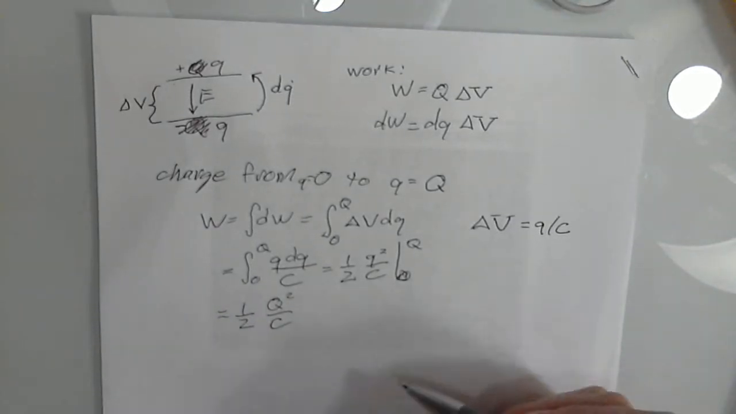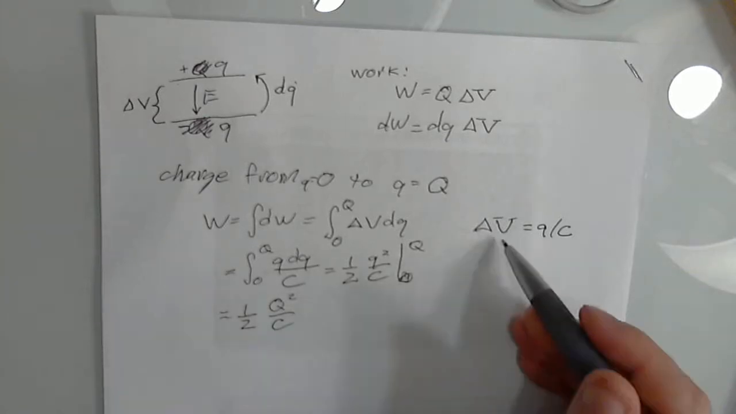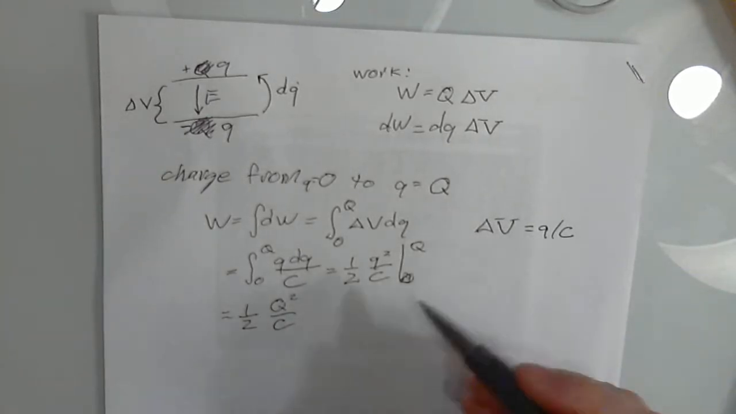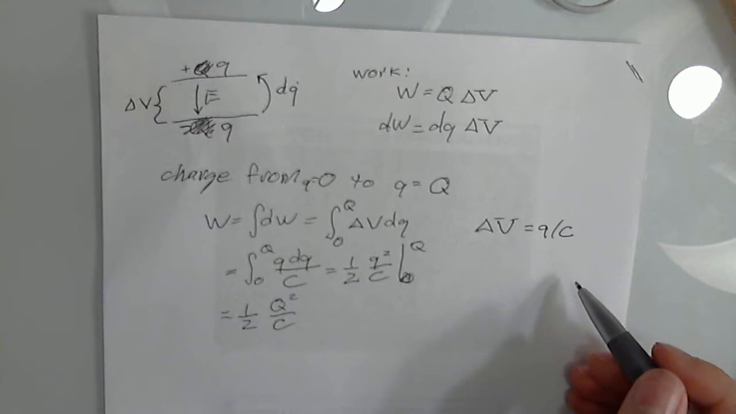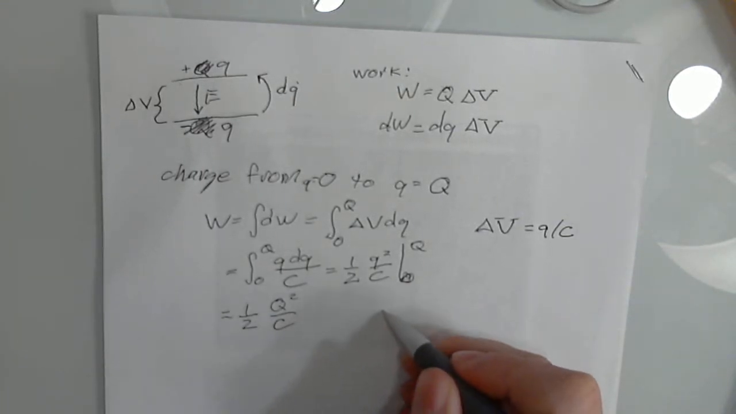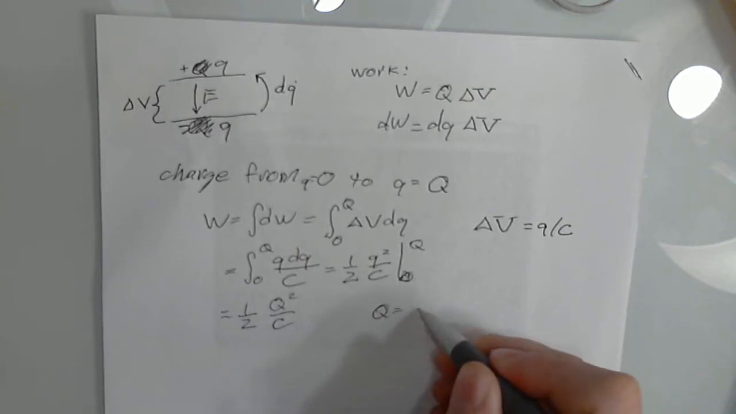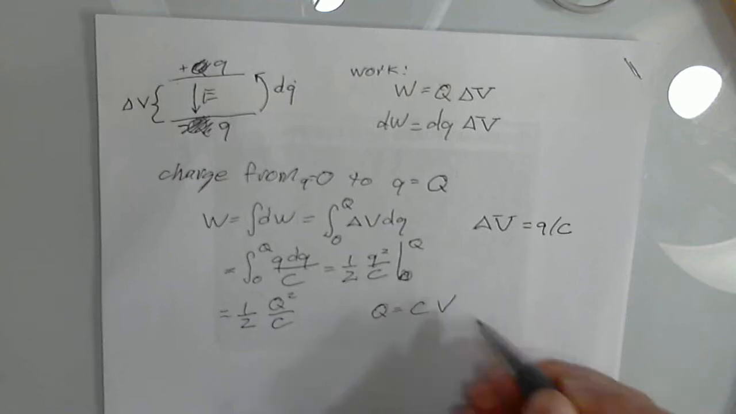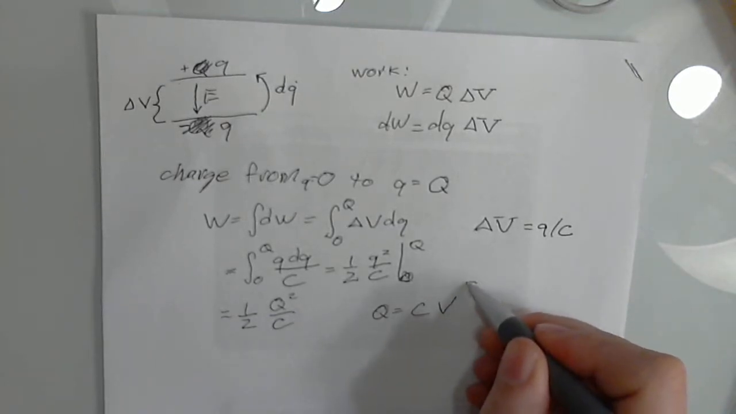Now that's typically not the way we do things because it's difficult to measure the amount of charge on a capacitor. It's a lot easier to hook a meter up to it and measure its voltage. So I'm going to convert this back into the voltage on the capacitor, remembering that the charge on the capacitor is equal to its capacitance times its final voltage.